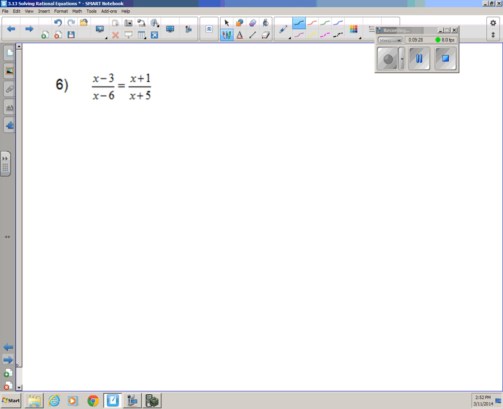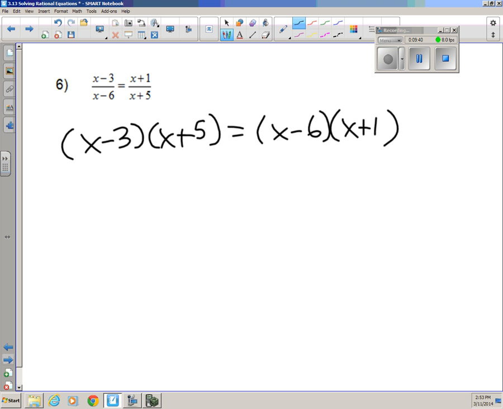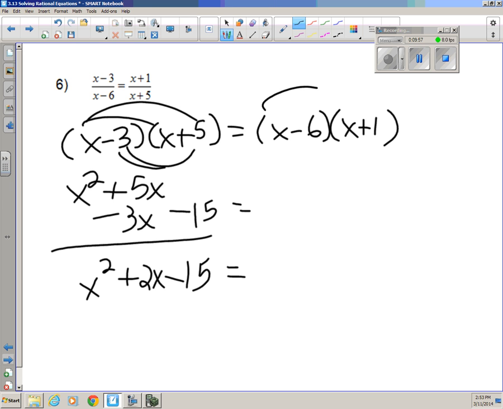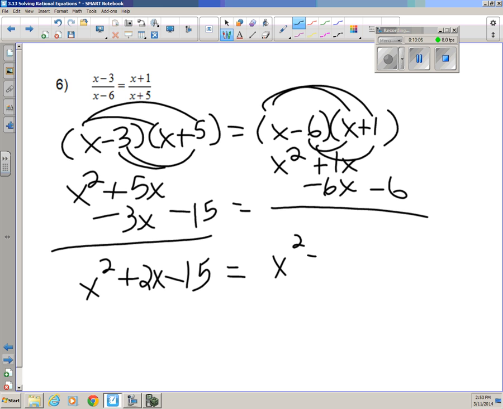Alrighty, I think this is the last one, right? So cross multiply. Now I've got this binomial times this binomial. And I cross multiply the other diagonal, and it's this binomial times that binomial. Now when I FOIL, right, x squared plus 5x minus 3x minus 15, which is x squared plus 2x minus 15, equals x squared plus 1x minus 6x minus 6, which comes out to x squared minus 5x minus 6.